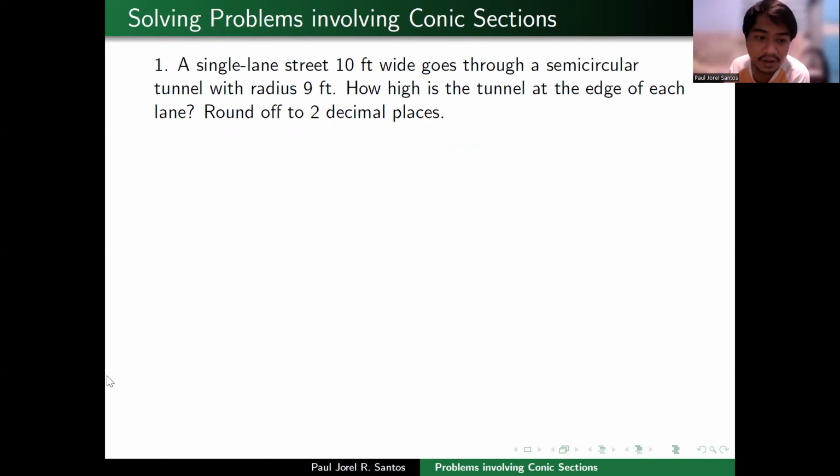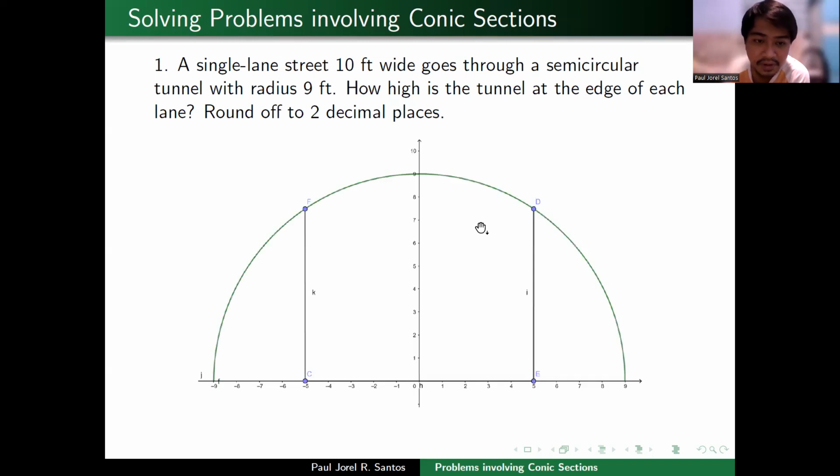We have here a single lane street 10 feet wide that goes through a semicircular tunnel with radius 9 feet. The question is, how high is the tunnel at the edge of each lane? We will round off our answer to two decimal places. Now, I have here an illustration, a semicircular tunnel. Its center is located at 0, 0, or at the origin.